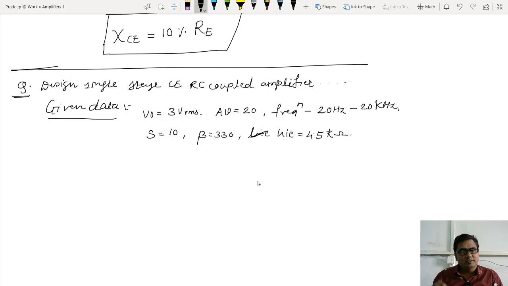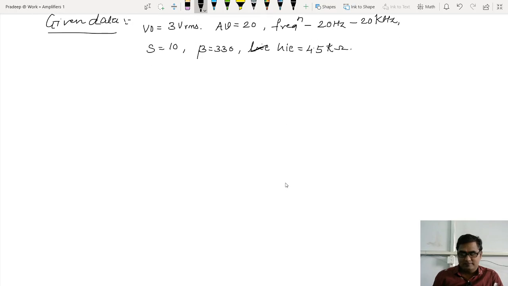Almost everything is given. Now what is my job? My job is to design a single stage common emitter amplifier for those specifications, using those given data. If we want to design an amplifier, let us start with the circuit diagram. The first thing we generally do is draw a circuit diagram. This is always the first step.